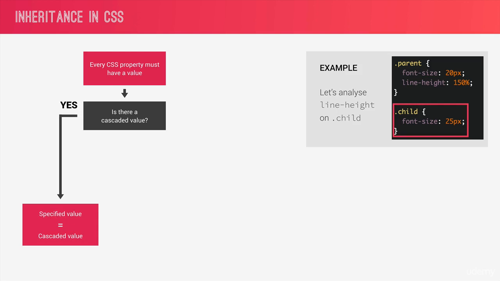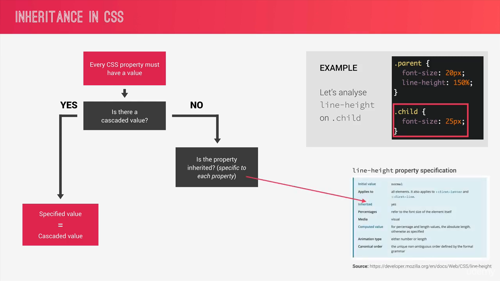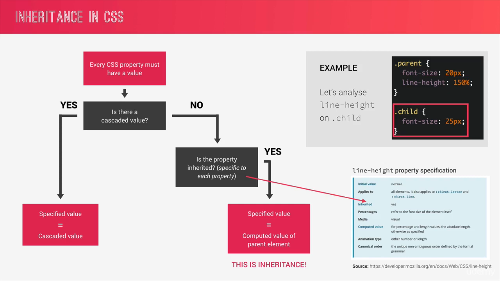Now, if there's no cascaded value, then the next question is if that property can be inherited. And that depends on each property. There are some properties that are inherited and others are not. In the case of line height, that property gets inherited, as we can see from the property specification. So, if a property is inherited, then the value of that property becomes the computed value of its parent element.